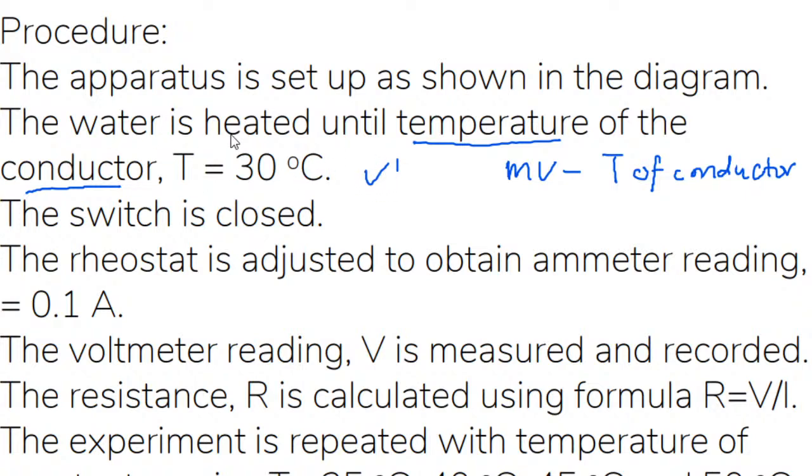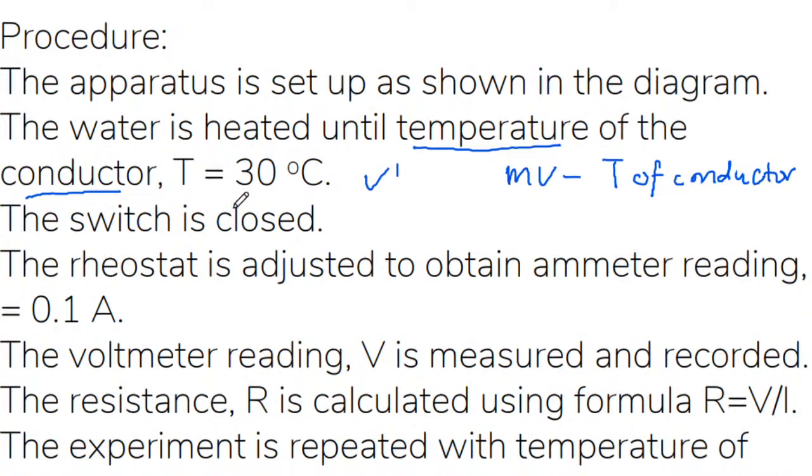Okay. So water is heated until temperature of conductor. Remember. But if, let's say, you just write water is heated until temperature T, 30, that one can still be accepted. But once you write water is heated until temperature of water T, now your T is already referring to temperature of water, not temperature of the conductor. Do you understand me or not?